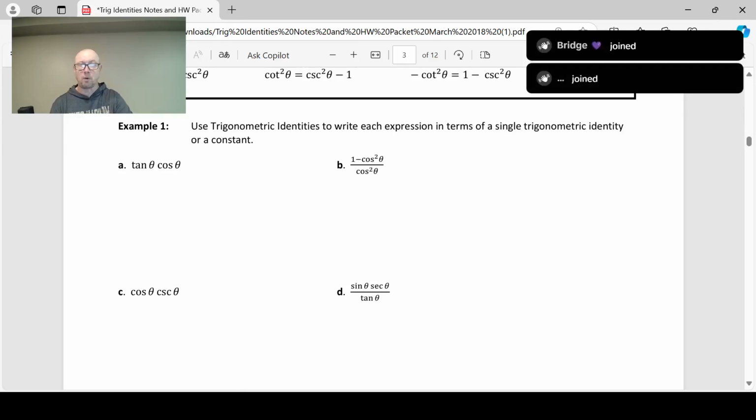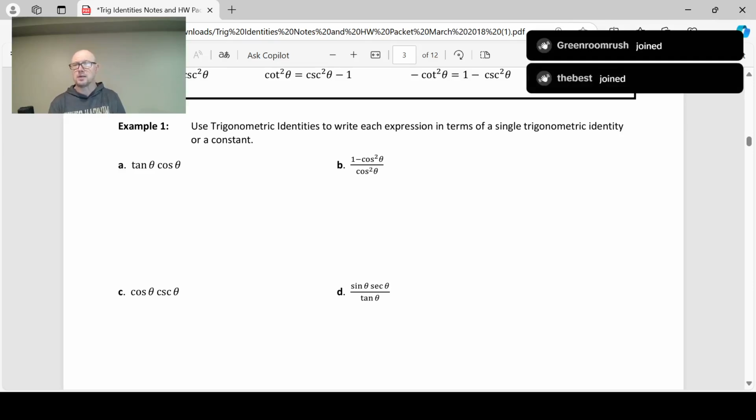All right, so in example 1A, example 1 says we want to use the trigonometric identities to write each expression in terms of a single trigonometric function or constant. Okay, so we want to get it down to a single one. So we have tangent theta times cosine theta.